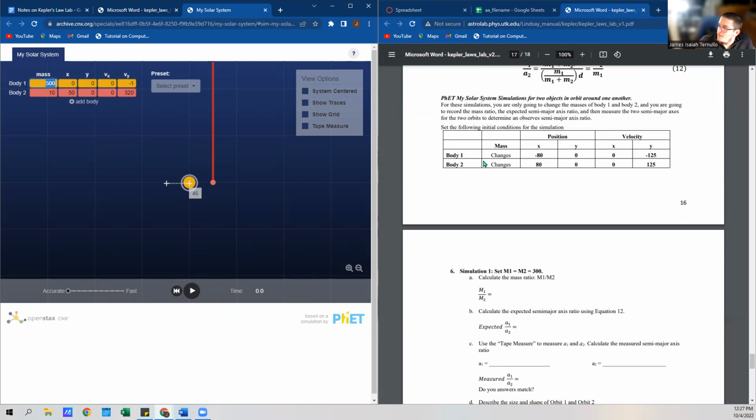So body one, the masses are going to change, so we're not concerned about that. But the x position of body one is going to be -80. The y position is 0. The x velocity is 0, and the y velocity is going to be -125. For body two, we don't care about the mass right now because we're just setting the initial conditions. We're going to set body two at a positive x position of 80, a y position of 0, an x velocity of 0, and a y velocity of 125. So we'll have two bodies that are constantly going in opposite velocities, and hopefully they orbit each other.